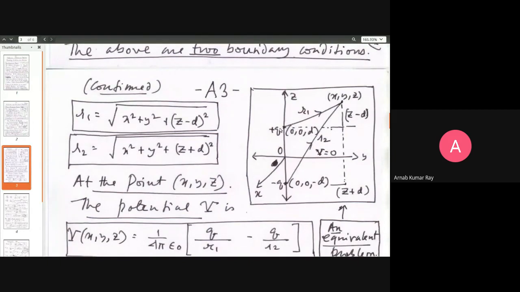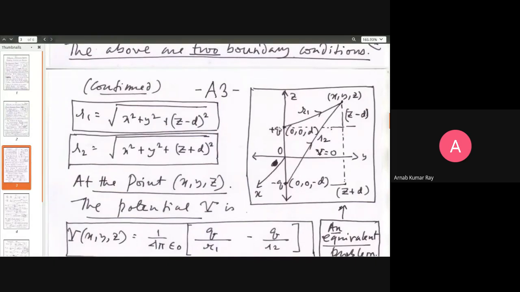You have a plus q charge over here. Its image is minus q here. Let us now see. You are required to find the potential at any coordinate position x, y, z above the z equal to 0 plane, right? That is the question. So what are the contributions to the potential at any arbitrary point above the z equal to 0 plane?